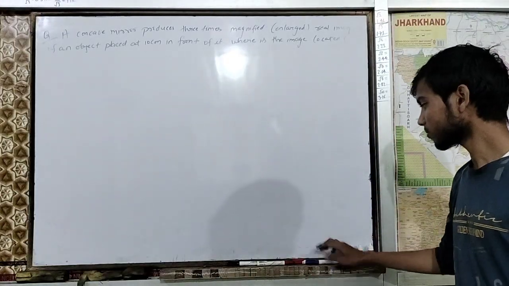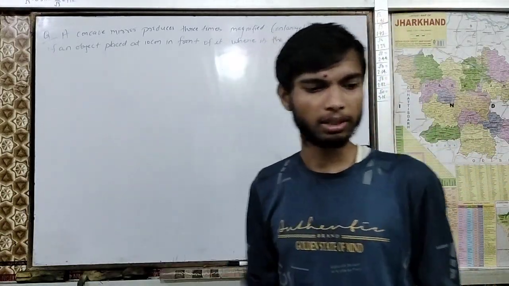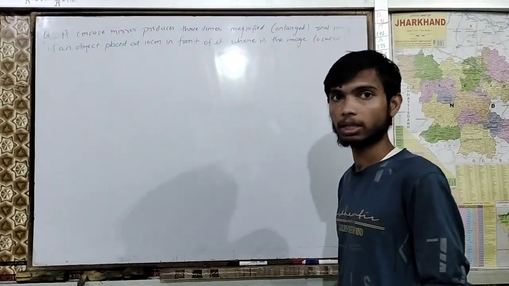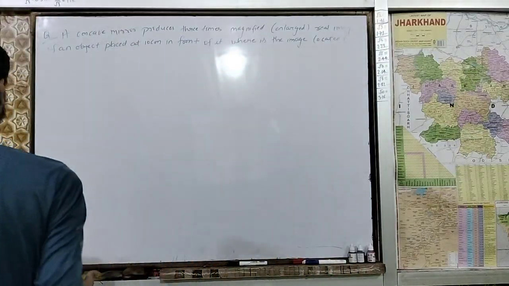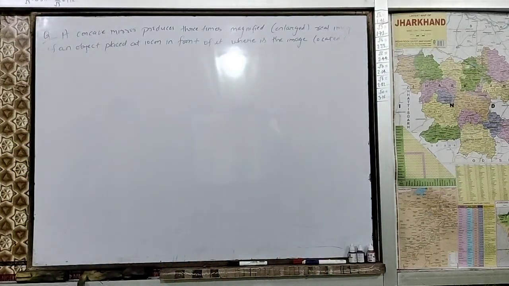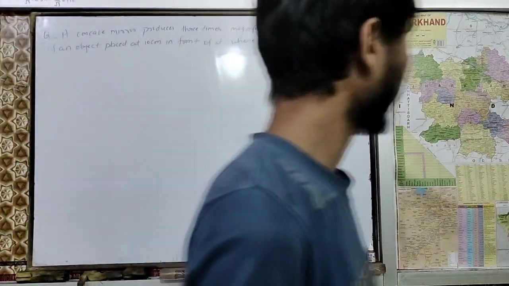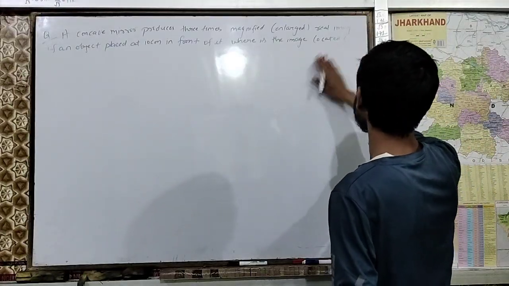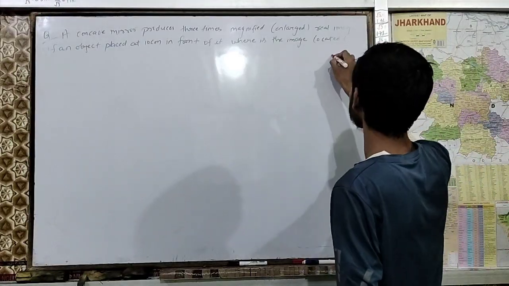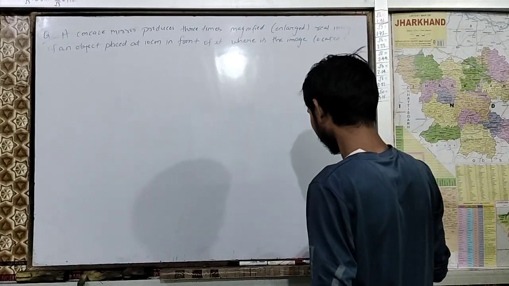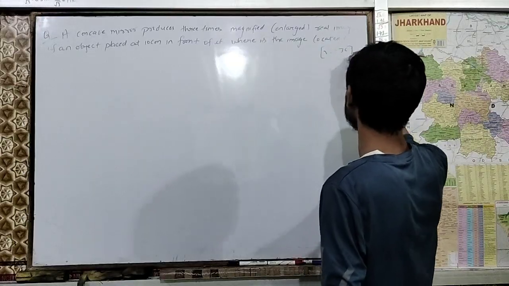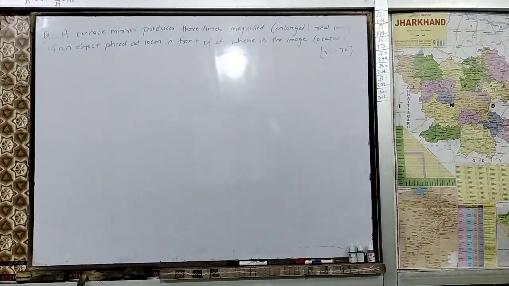But remember, it can take time. Read this question and try to understand, are you getting clarity? Here the answer is V is equal to minus 30 centimeter. This is what we have as the answer.